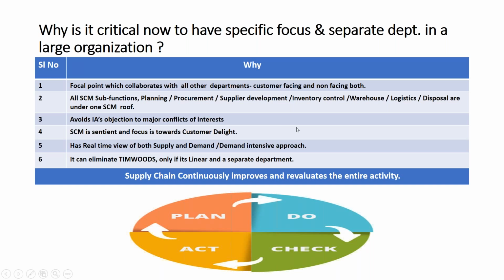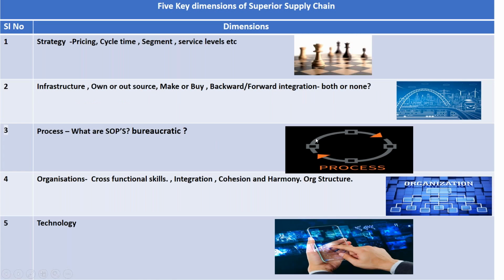Traditional function was not that. You release a purchase order and go and sleep. That's all. Now it is no more that stuff. Now, 5 key dimensions of superior supply chain function.